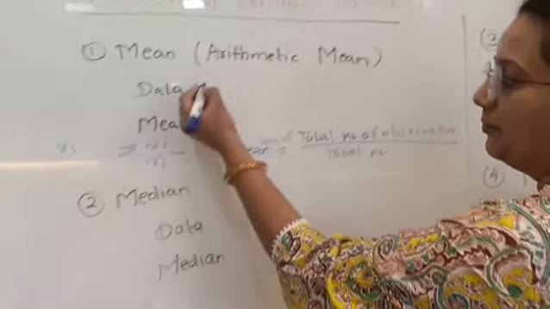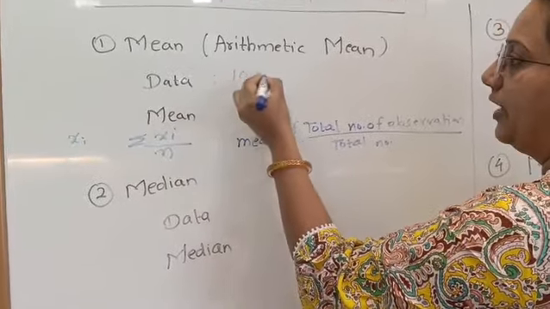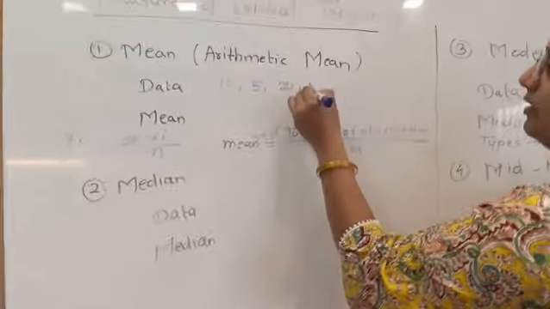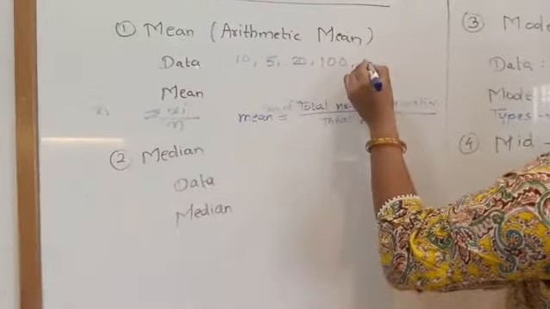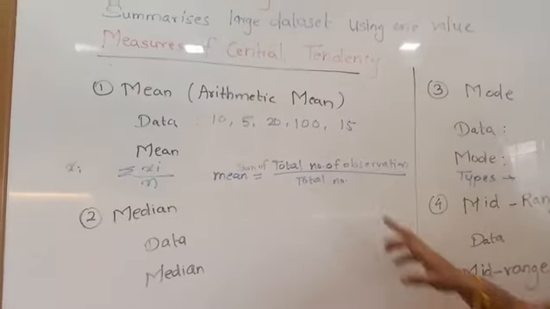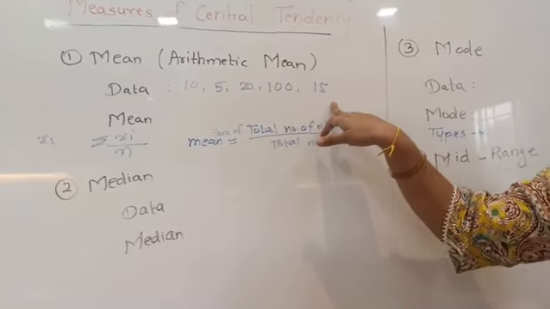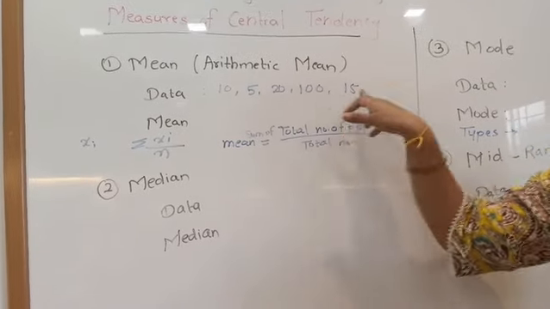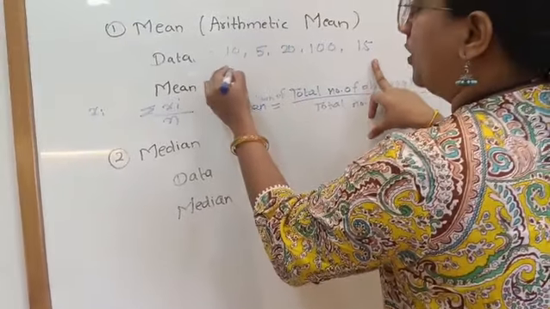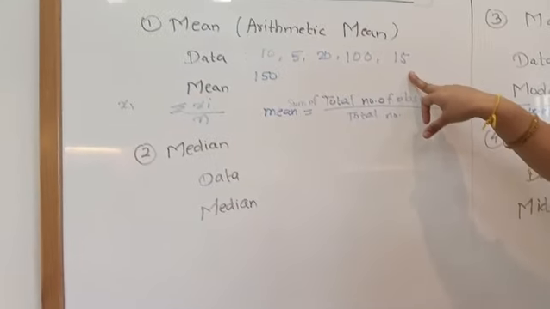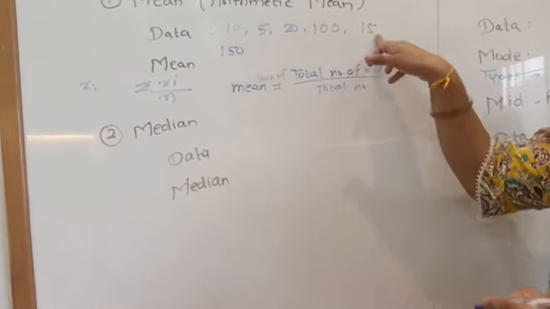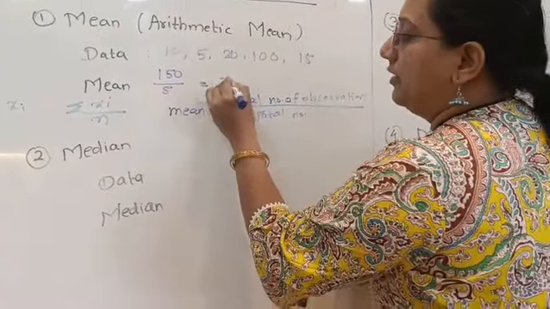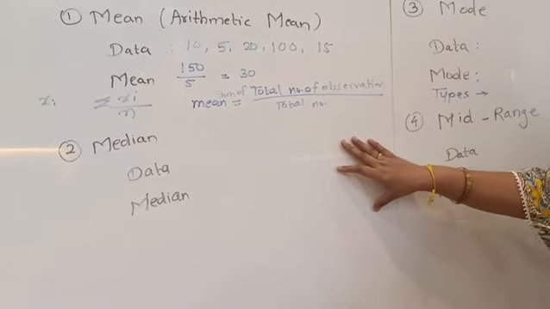So for example, suppose I have the observations 10, 5, 20, 100 and 15. We add these observations, that is, perform the sum. So 10 plus 5 plus 20 plus 100 is 135 plus 15, so it is 150 total sum, divided by total numbers 1, 2, 3, 4, 5. Total observations are 5. So mean is 30. Average is 30.